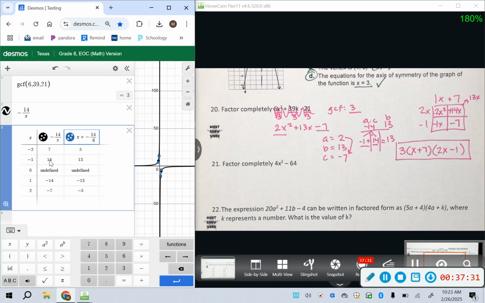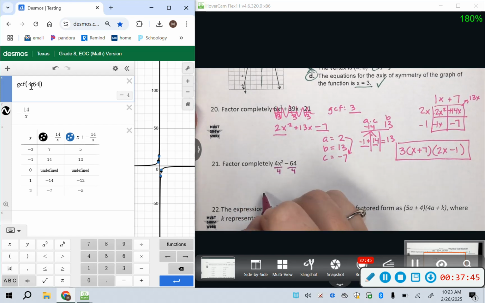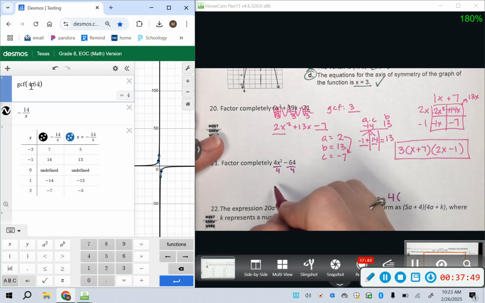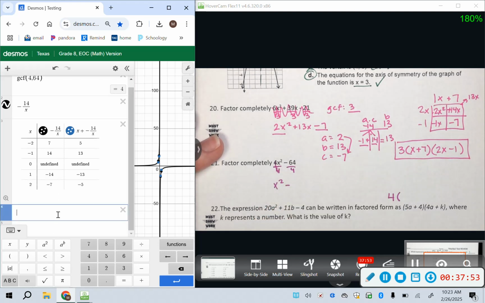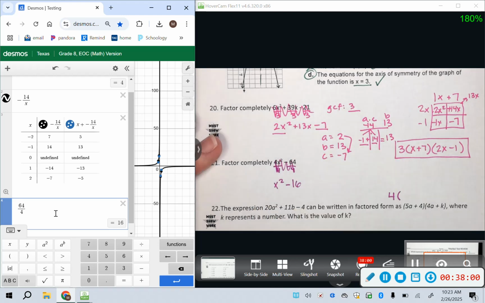Okay, now 21, there's different ways to do it, but first way every single time is to check for a GCF. So I'm going to check for a GCF, which is 4, 64. So I do have a GCF of 4. So I'm going to take that GCF out. Remember, the GCF is part of my answer, so don't forget it. And we're going to divide. So we get x squared minus 64 divided by 4 gives me 16. And ignore my old one.